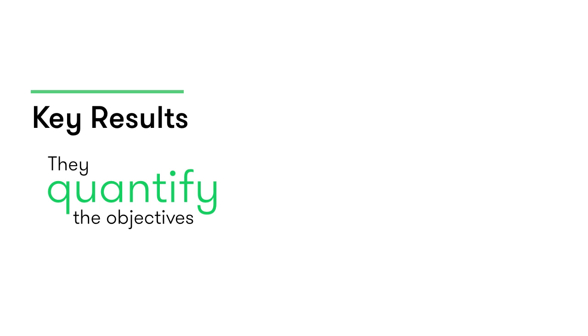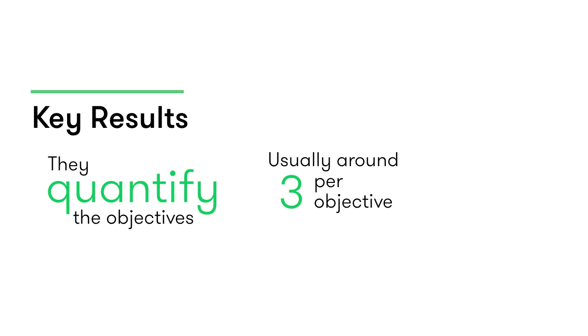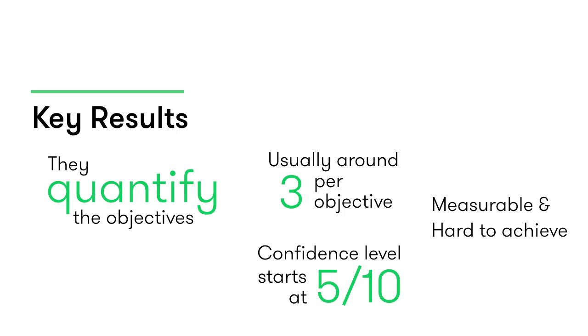You use key results. So like I said, key results quantify the objectives. You usually set about 3 per objective. It can go up to 5, but let's keep it simple for now. Use 3, okay? And by the way, you should have around 3 objectives per quarter, but we're going to start with only 1. Okay, we have to start somewhere, right? They are measurable and hard to achieve, like I said before.